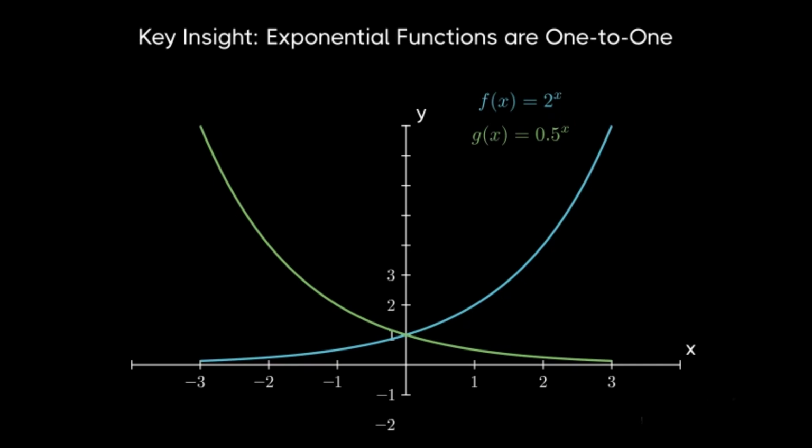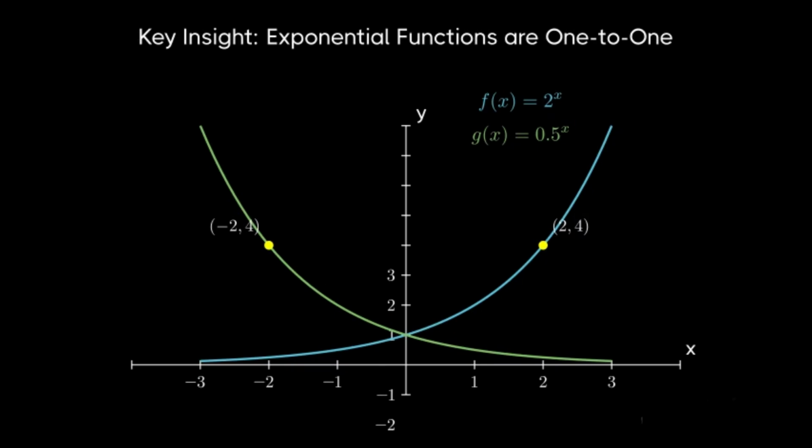Now, let's apply what's called the horizontal line test to determine if these functions are one-to-one. I'll draw a horizontal line at y equals 4. A function is one-to-one if every horizontal line intersects the graph at most once. Looking at our horizontal line, we can see it intersects the blue curve exactly once at the point where x equals 2. This means 2 to the power of 2 equals 4.